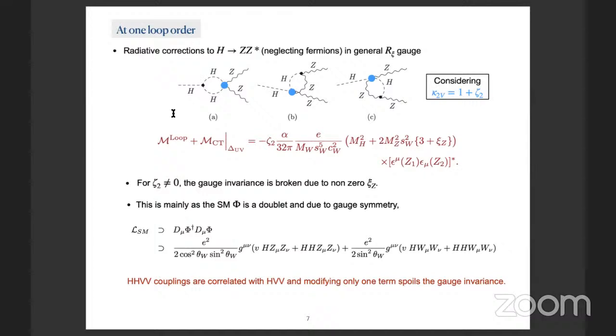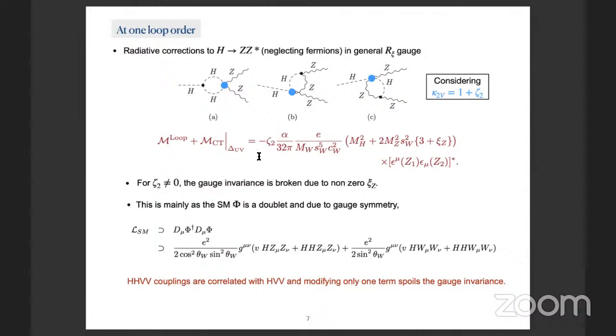to H to ZZ. If we consider the one loop contributions and add the counter term in order to obtain the renormalized amplitude as we generally do, we will see that it will still contain a UV divergence. This UV divergence is complete. We are not able to fix it. And this will be proportional to zeta 2, this coupling deviation.